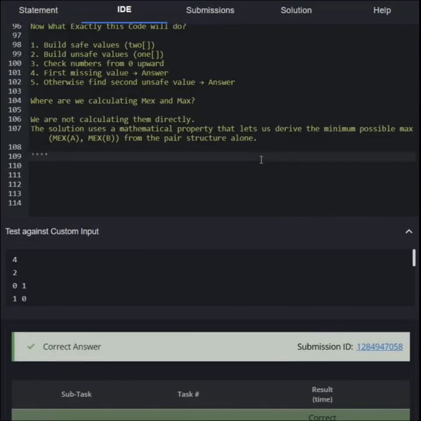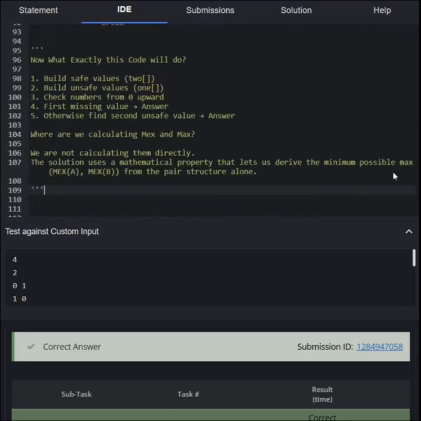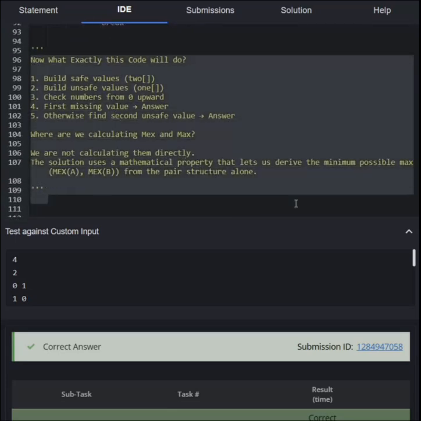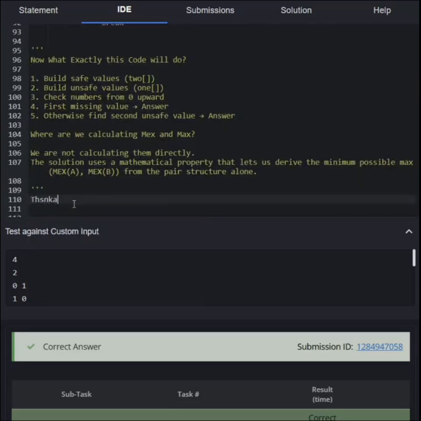Where are we exactly calculating the two MEX values? We are not calculating them directly. The solution uses a mathematical property that lets us derive the minimum possible max from the pair structure alone.